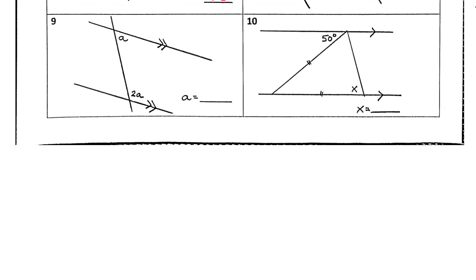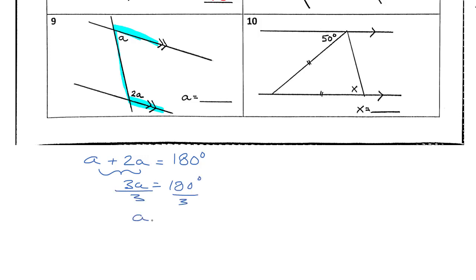Now, what can we use on this one? This one's a little bit trickier. We're going to have to use the C rule because we don't have any numbers here other than the 2 in front of the A. So all we know is the A and the 2A. But what do we know about these 2? A plus 2A are inside the C, so they have to add to make 180, right? So what do you get when you get A plus 2A? That's 3A equals 180 degrees. Now divide both sides by 3. And what does A have to be? 60 degrees. So there you go.